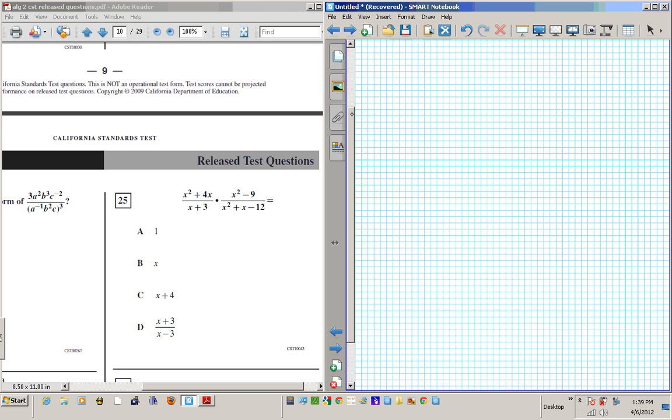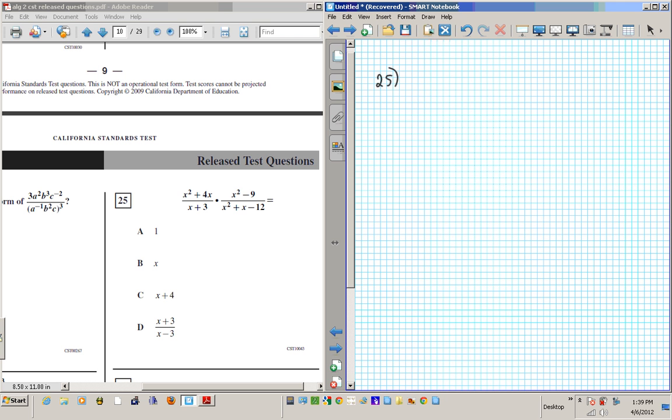Let's take a look at this one. For 25, we have x squared plus 4x divided by x plus 3, times x squared minus 9 divided by x squared plus x minus 12. Okay, so we're going to have to factor three times. So I'm going to name them. Let's call this the upper left, and this the upper right. Let's call this the lower left, and this the lower right. I'm going to factor each and every one of them, and then bring together all the factored forms and see what cancels out.